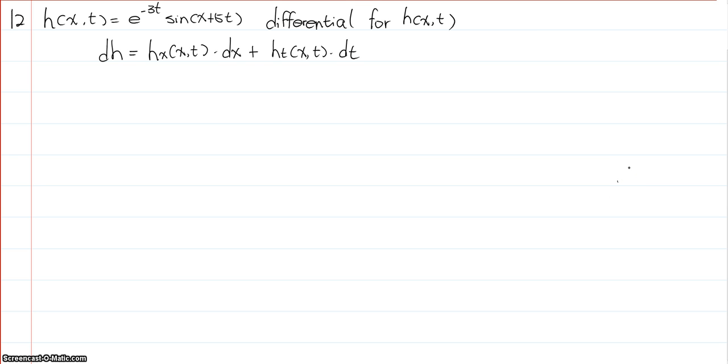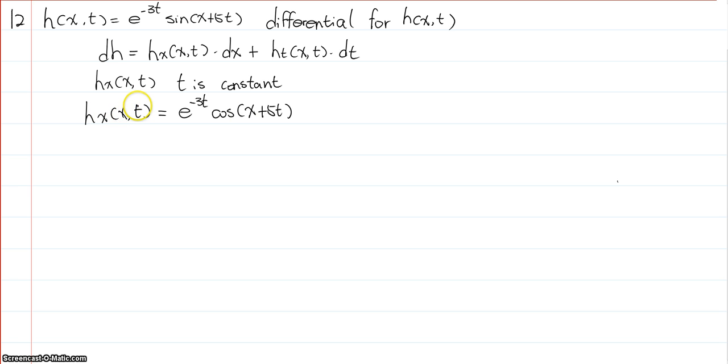So how can we apply this to h of x, t over here? One thing you notice is that if you're doing h_x of x, t, t is constant. Which means h_x of x, t will be so simple as e to the negative 3t, which is a constant, and the derivative of sine will be cosine, cosine of x plus 5t. You don't have to multiply by the chain rule, but if you go with the chain rule, the derivative of x plus 5t is 1. So it's just this.